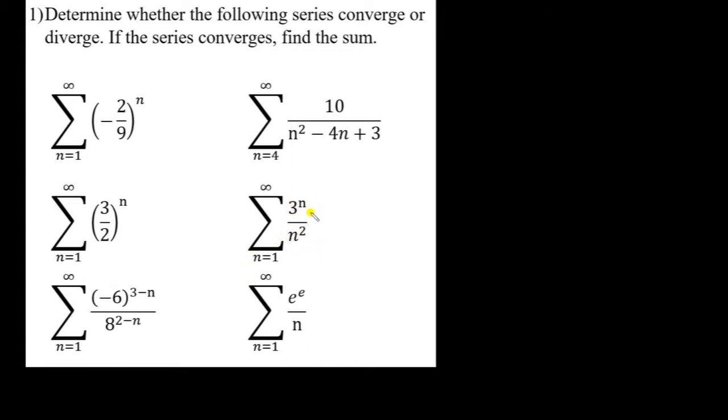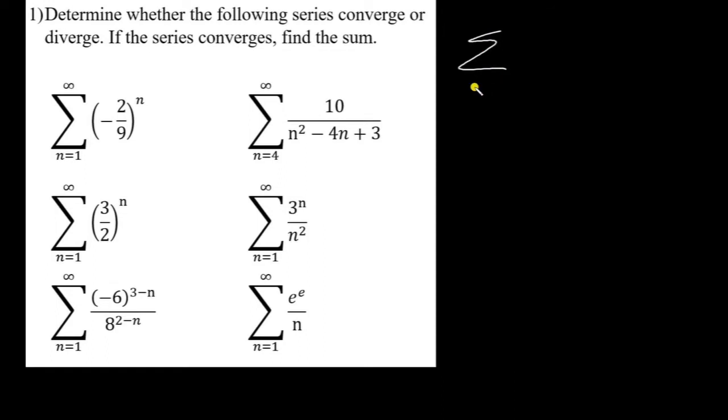So notice right now, if we were to plug in infinity, we'd get 3 to the infinity over infinity squared, which would be infinity over infinity, which is kind of giving us a clue that we might want to consider the nth term test. Because if we use L'Hopital's rule, we might eventually get that into something that is not infinity over infinity.